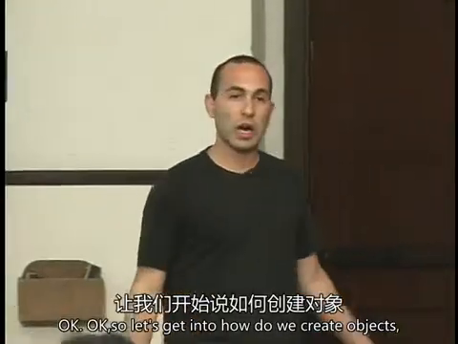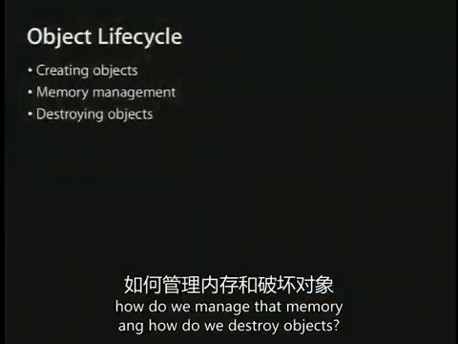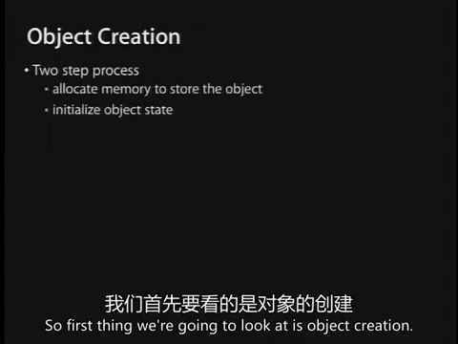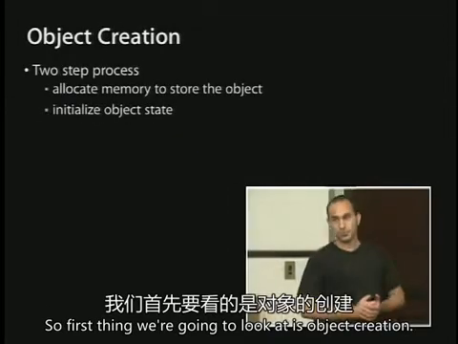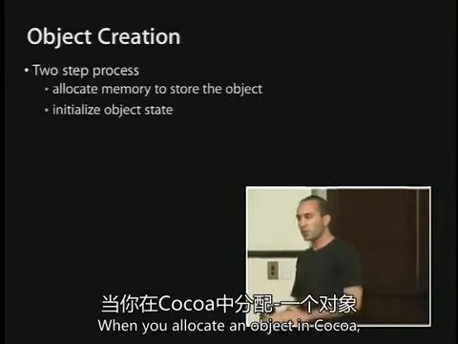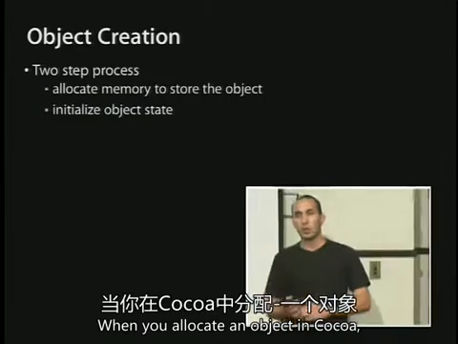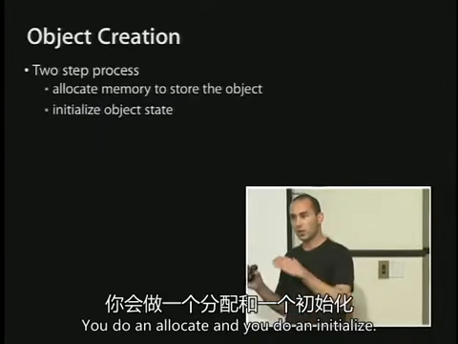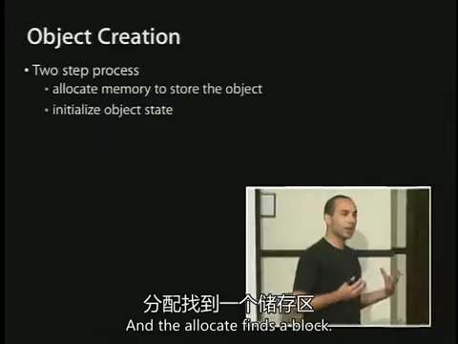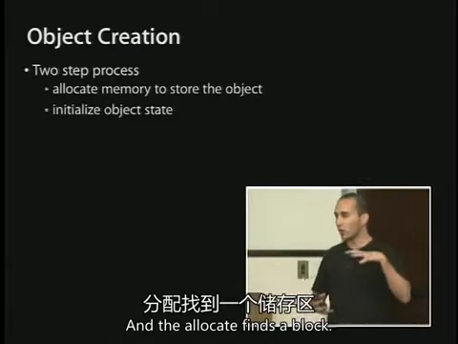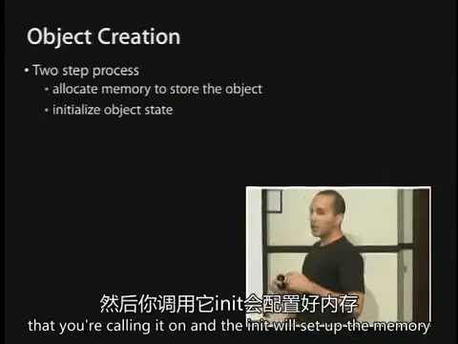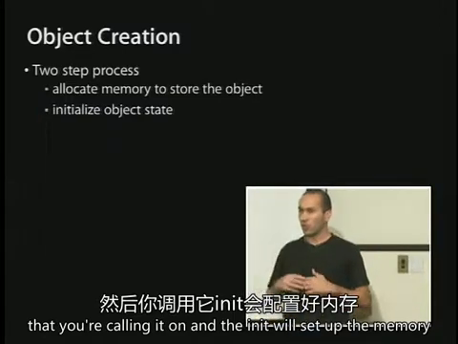Okay, so let's get into how we create objects, how we manage that memory, and how we destroy objects. When do those things happen? So the first thing we're going to look at is object creation. When you allocate an object in Cocoa, you generally do two things: an allocate and an initialize. The allocate creates a block of memory for the class that you're calling it on, and the init will set up the memory so that it's ready to go.